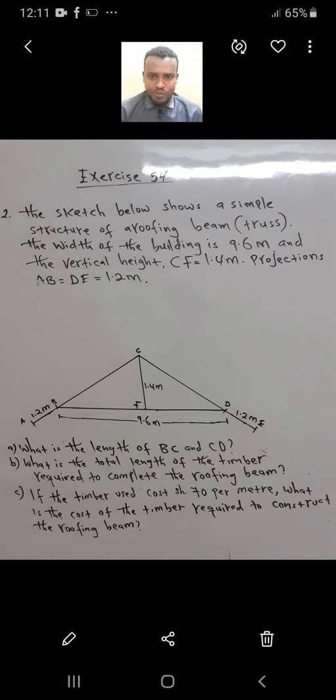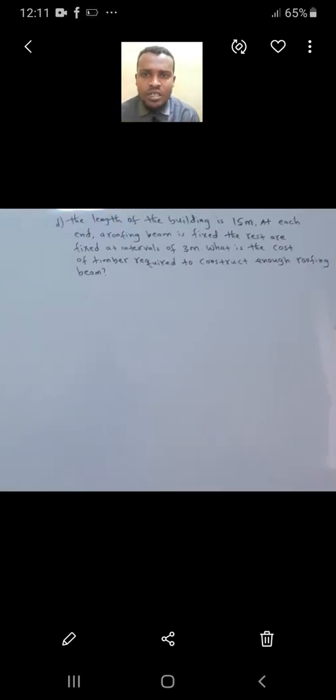Now let's see the question. A. What is the length of BC and CD? B. What is the total length of the timber required to complete the roofing beam? C. If the timber costs shilling 70 per meter, what is the cost of the timber required to construct the roofing beam? D. The length of the building is 15 meter. At each end, a roofing beam is fixed. The rest are fixed at intervals of 3 meter. What is the cost of the timber required to construct enough roofing beams?